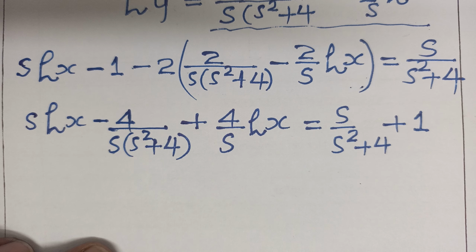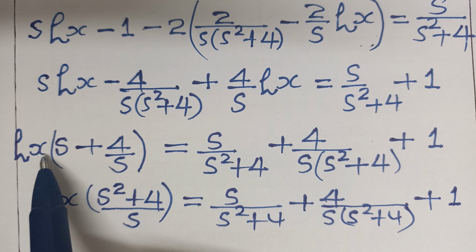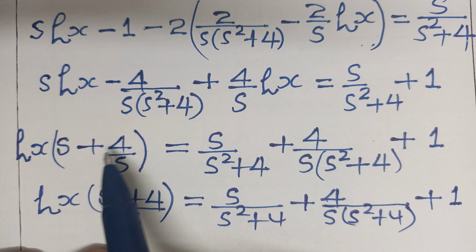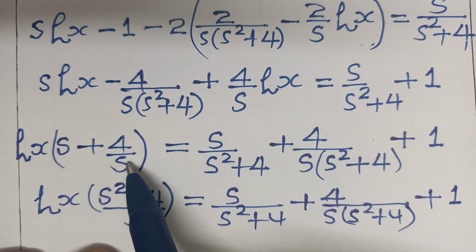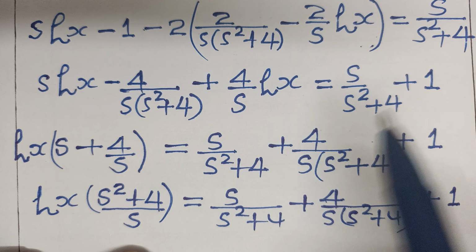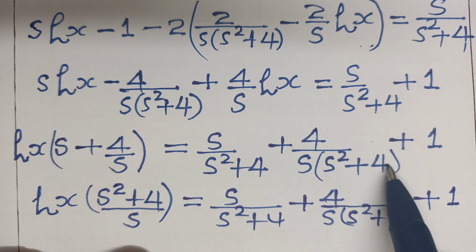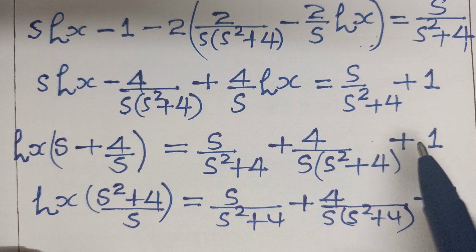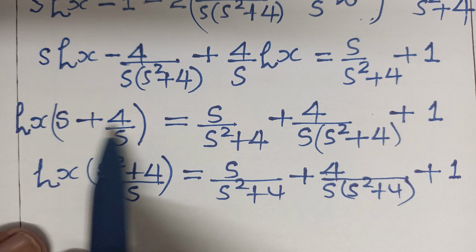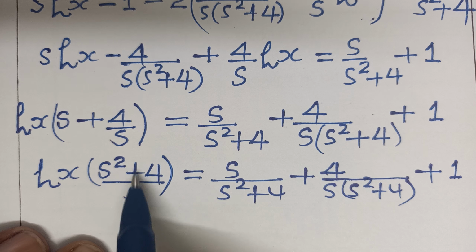Here, let's continue. We have factored out Laplace transform of x, and after doing that we are left with s plus, this is now 4 over s right here. This is equal to, this term we have brought to the other side, it becomes a plus, so it's plus 4 all over s times s squared plus 4, now plus 1. From there, I can place this under the same denominator, so it is s, and here we have s squared plus 4.